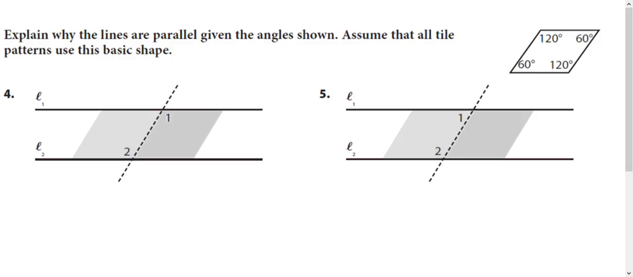So given the angles shown, and then this little diagram up here, we're going to explain why the lines are parallel. So if this little diagram, the 60 and the 20, you could slide that in here, so that means that angle 1 is 120 degrees. And the same little parallelogram we could slide in over here, which means angle 2 is 120 degrees.